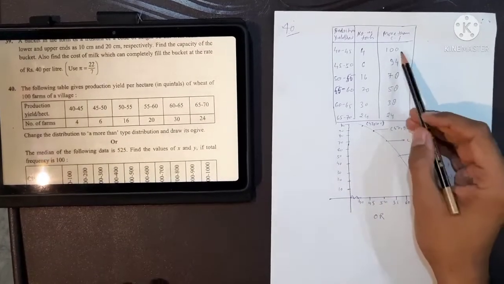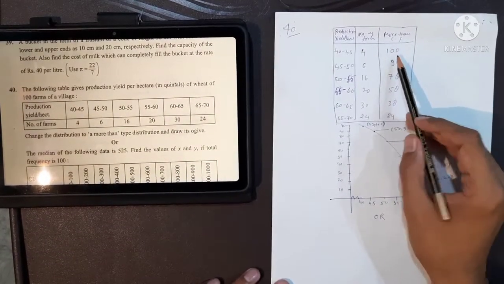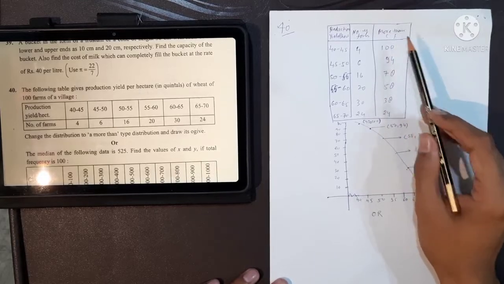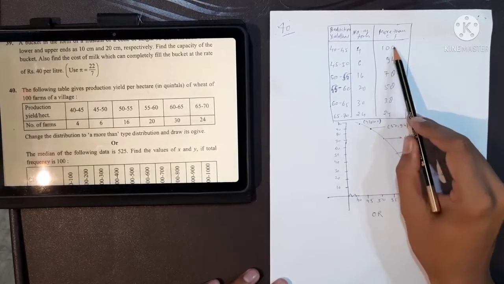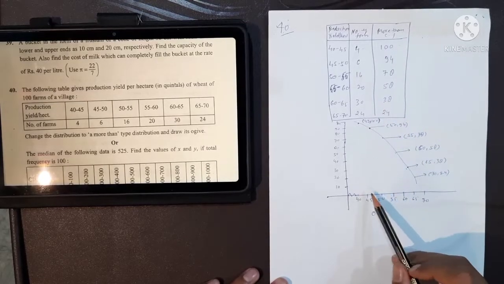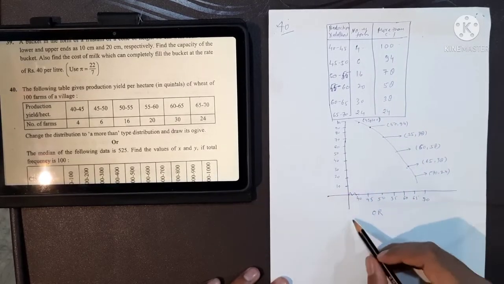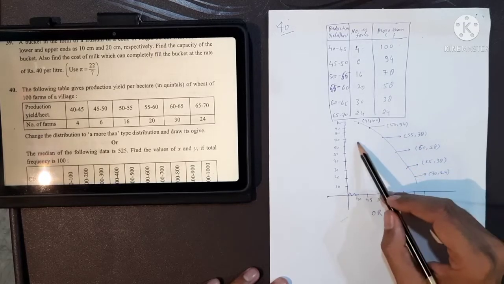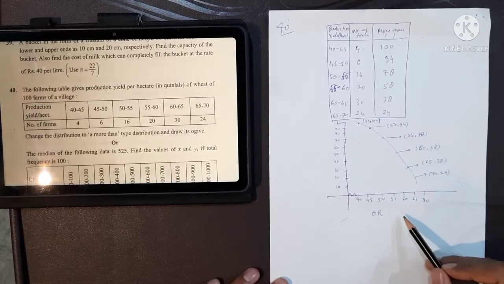For question number 40, we have the more than type given as this, and its ogive is this, and it is self-explanatory.